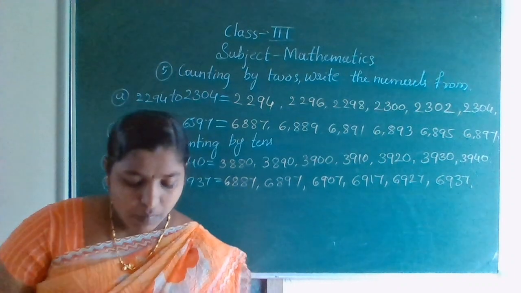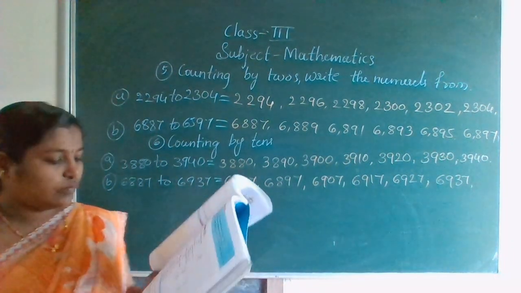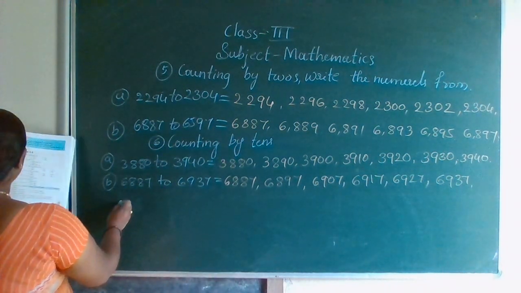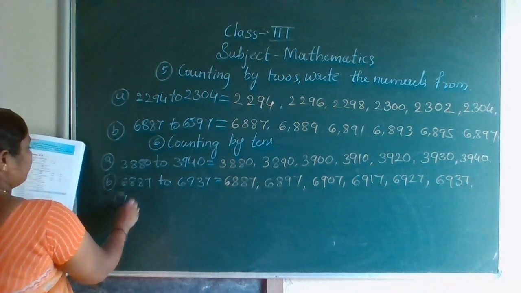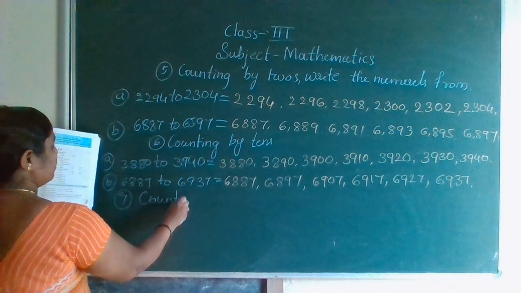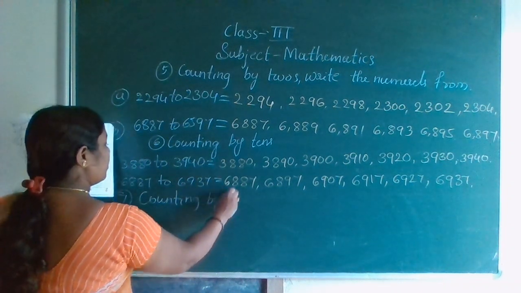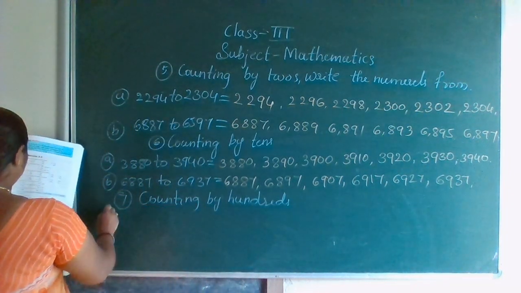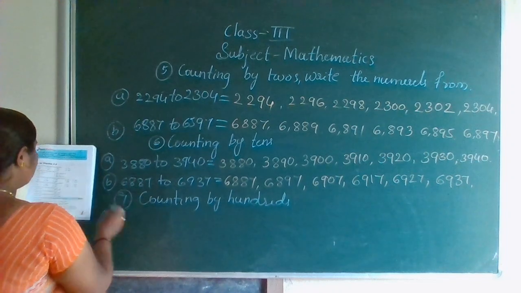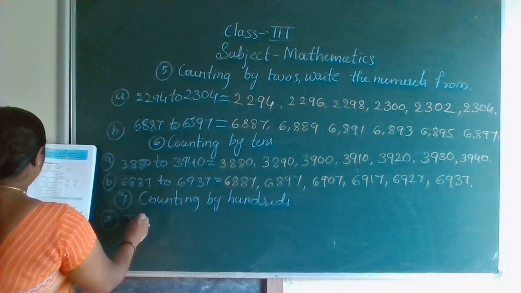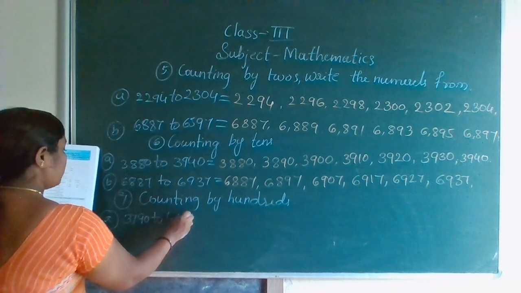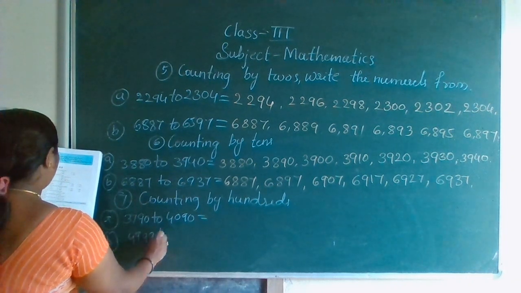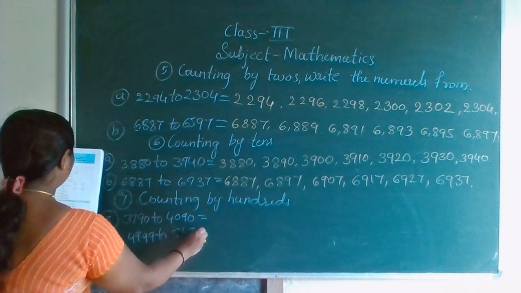Next, counting by hundreds. Next, which seventh problem? Counting by hundreds. A, counting by hundreds, the 3790 to 4090. B, 4999 to 5400.